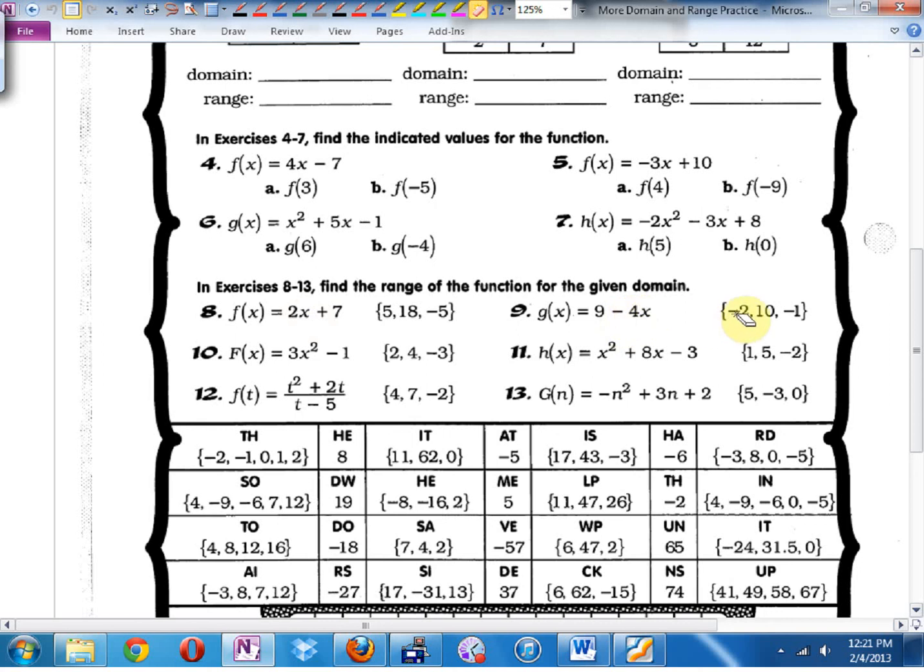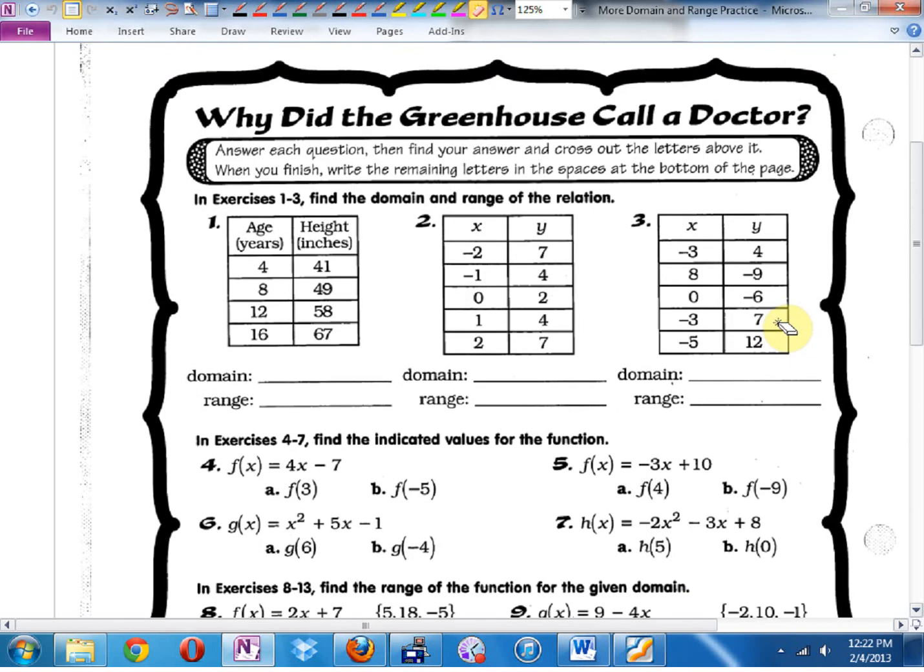For this function, stick in those 3, get a range to go with it. So now you're actually generating your range by using the actual function, Garrett. They're giving you the domain. Find the range by actually plugging it into the function, because we did say that the range is your y values and f of x is the same as y equals. Right? Good? And find your answer, cross out the letters above it. When you finish, write the remaining letters in the spaces at the bottom of the page, and you should find out why the greenhouse called a doctor, because I'm just dying to know.